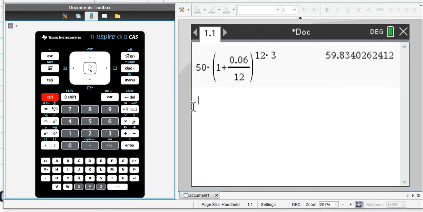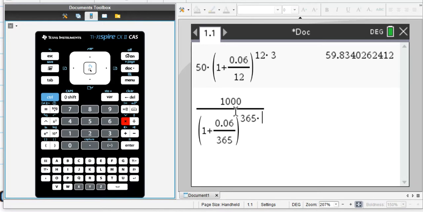So I know that I need a large fraction to begin with, so I'll press Control Divide to get started. And 1,000 goes in the numerator, and in the denominator, with or without the parentheses grouping the whole thing, but we do need parentheses around this initial component. 1 plus the fraction, Control Divide, 0.06 divided by 365. Now notice I moved my cursor just to the outside of the parentheses. I didn't move it to the outside beyond that fraction bar. And now we've got an exponent of 365 times 2.5 in the denominator.